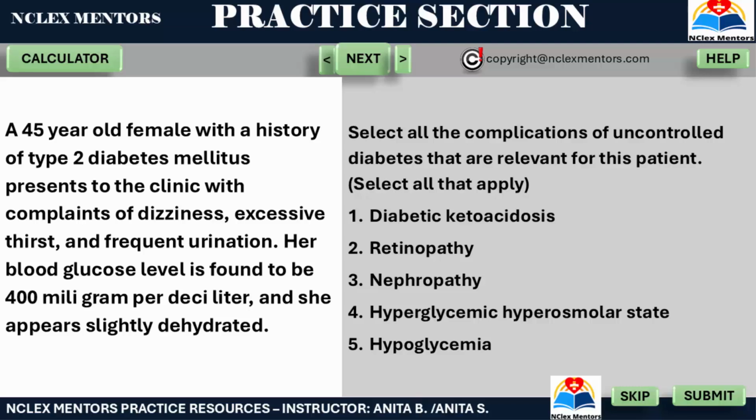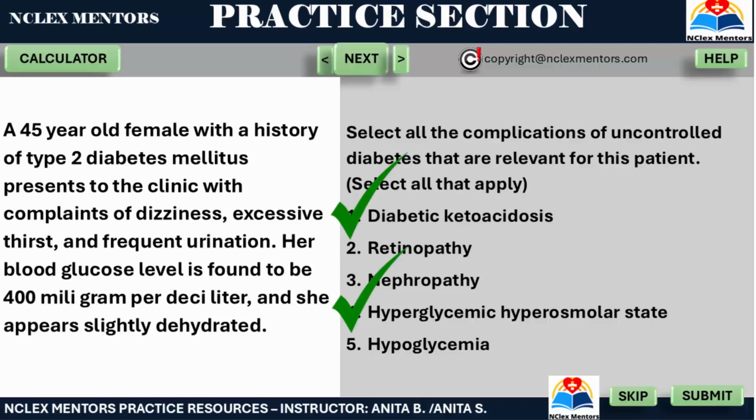Diabetic ketoacidosis. Option 2. Retinopathy. Option 3. Nephropathy. Option 4. Hyperglycemic hyperosmolar state. Option 5. Hypoglycemia. You can take your time to go through the question and pause the video here. There are 2 right answers to this question. 1. Diabetic ketoacidosis, and 4.